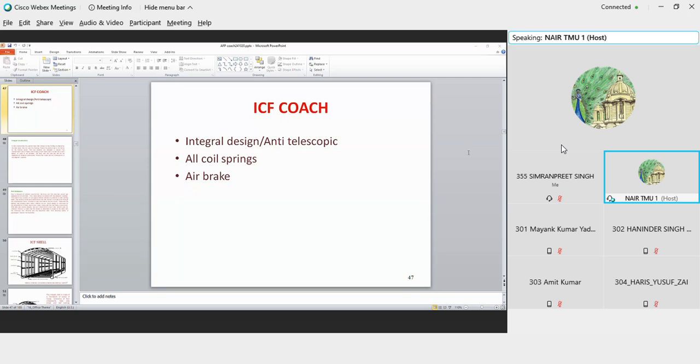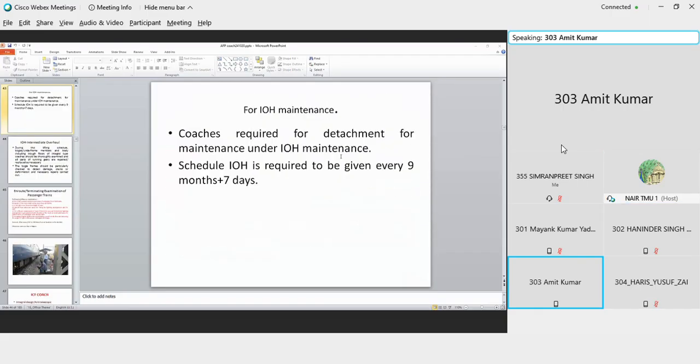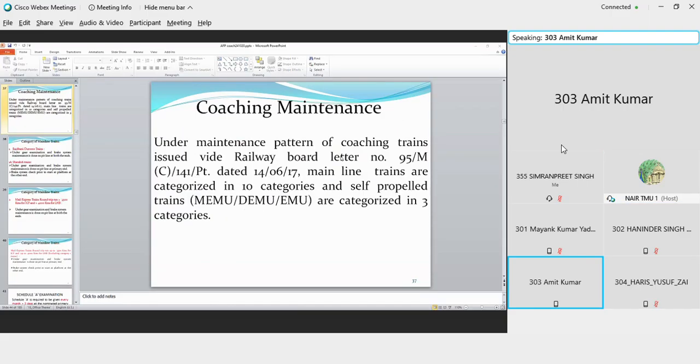Please explain types of coach availability again. Types of coach availability means I have not understood this question, Amit. You have to tell me what is meant by this. Types of coach availability. Sir, in the slide where there was a percentage of availability, 90%. Okay. So I will come back.